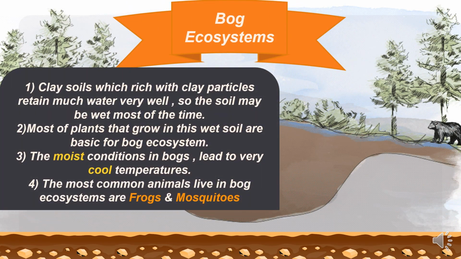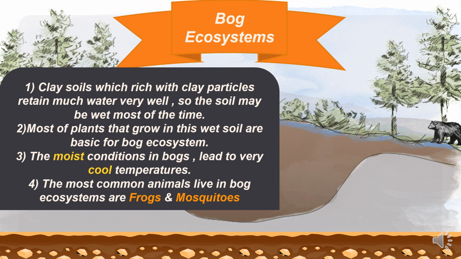And now we're gonna talk more about the clay soil. The clay soil, which is rich with clay particles, can retain or keep much more water very well. So the soil, do you think it's gonna be very dry or very wet? Super, primary six, it's gonna be very wet most of the time, and most of the plants that grow in this wet soil are considered basic plants for the bog ecosystem.